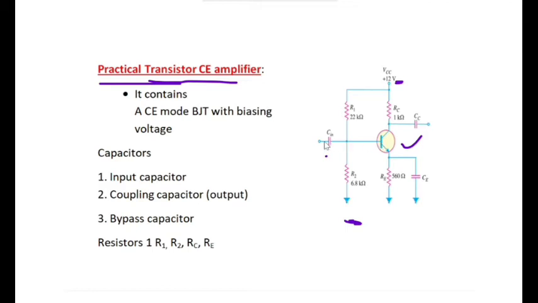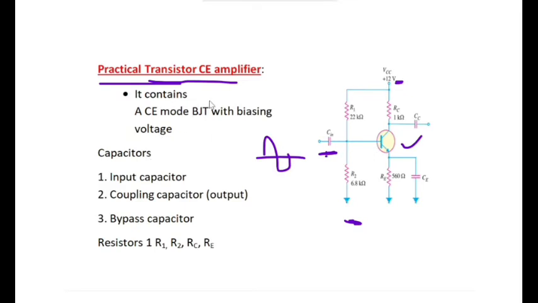and the input is applied at the base of the transistor through a capacitor, the Cin capacitor. Why are we using a capacitor here? To stop the DC component that is included in the AC signal. If the AC signal applied at the input contains any DC component, it is blocked by this capacitor Cin, and the AC signal which is to be amplified is transferred to the CE amplifier transistor.